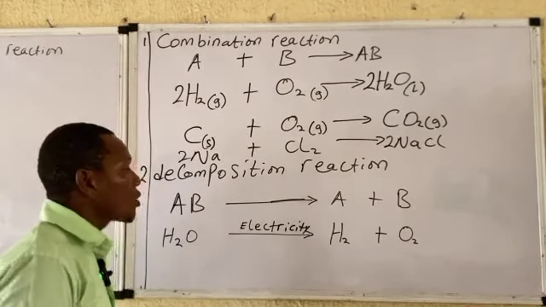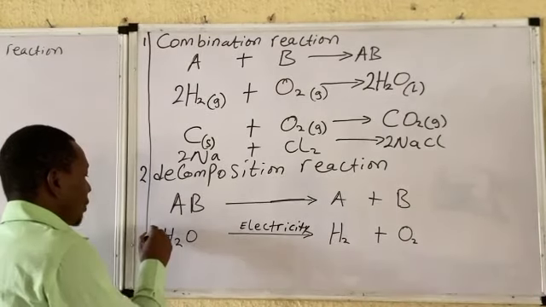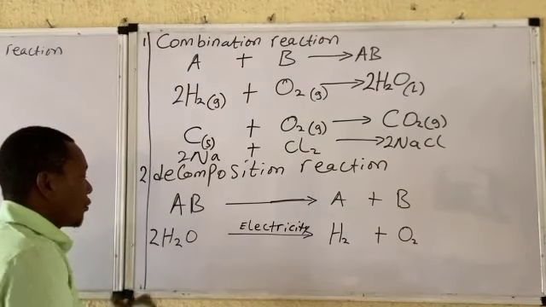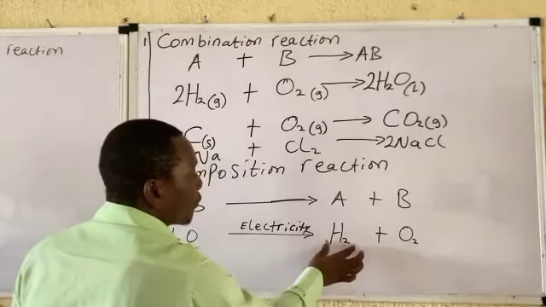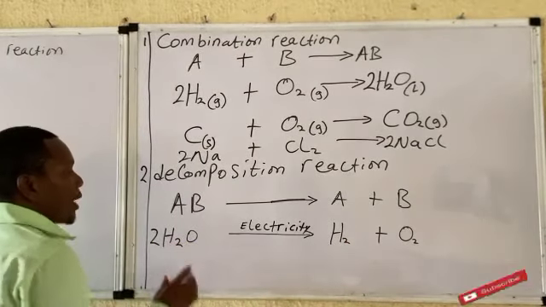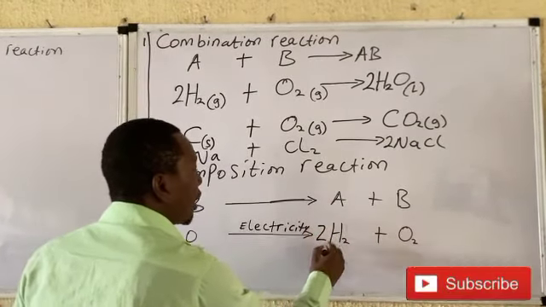So how do we make this 2 oxygen? Put 2 at the back. So we now have 2 oxygen here, 2 oxygen here. But we have 2 hydrogen here and 4 hydrogen here, so you also have to put 2 at the back.